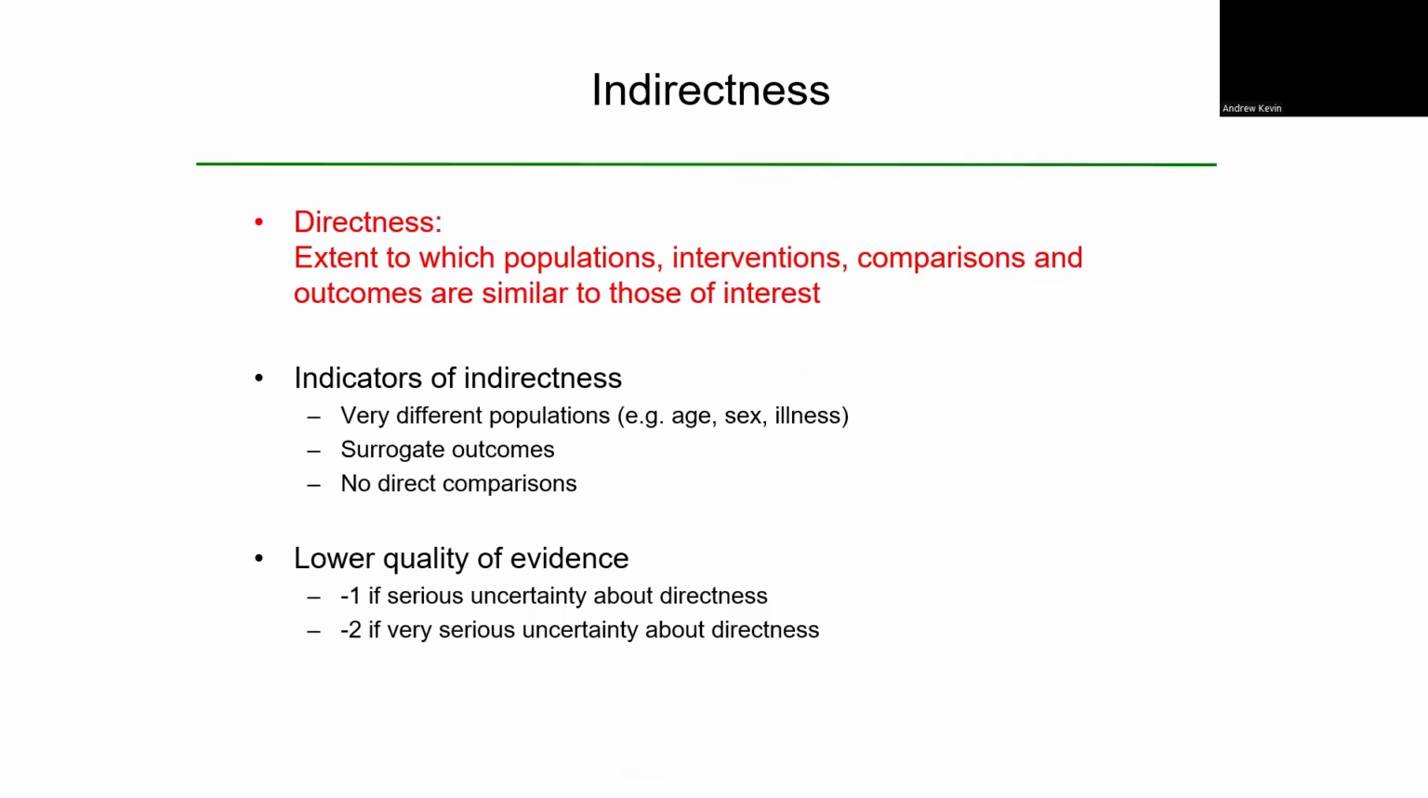Directness. Directness is the extent to which populations, interventions, and outcomes are similar to that of the subject of interest. What are the indicators of indirectness? If there are very different populations, differences in age, differences in sex, differences in the underlying illness, that would be a measure of indirectness.